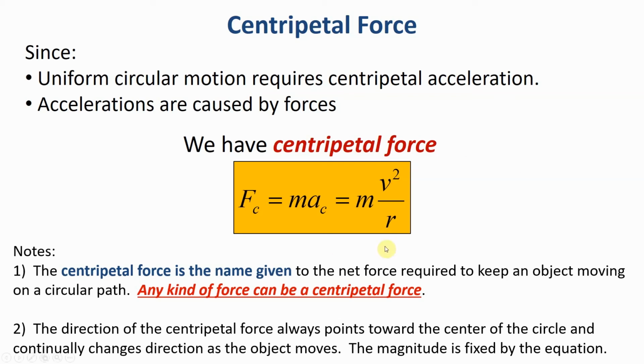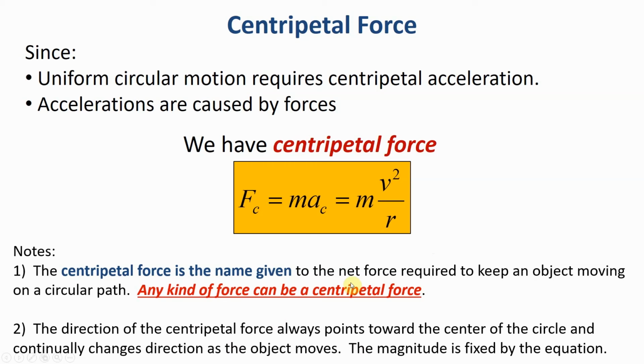Now again, this formula is for the magnitude. The direction is always going to be towards the center. So my force is continually changing direction as I move. And that change in direction is what's causing me to always accelerate, causing me to always go in a circle.